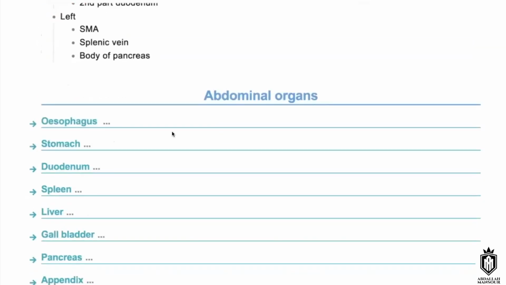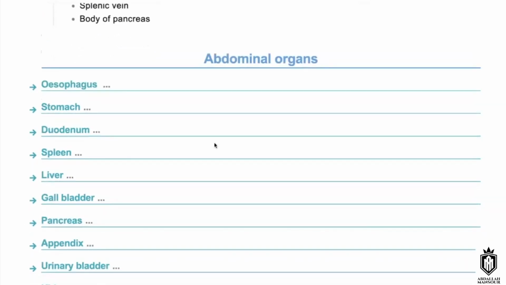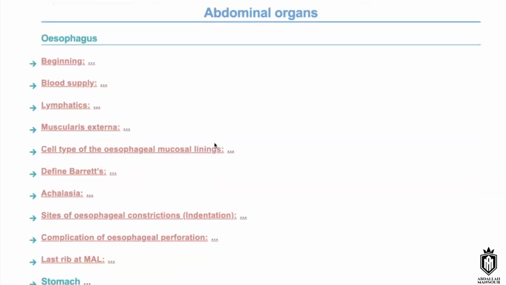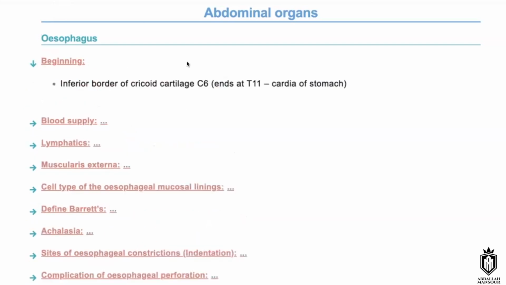Cool. In terms of esophagus, we have a few questions about esophagus. Where does it begin? I remember, C6, inferior border of C6, I think, and it ends at T11. Yes, right? Okay, what's the blood supply of the esophagus?